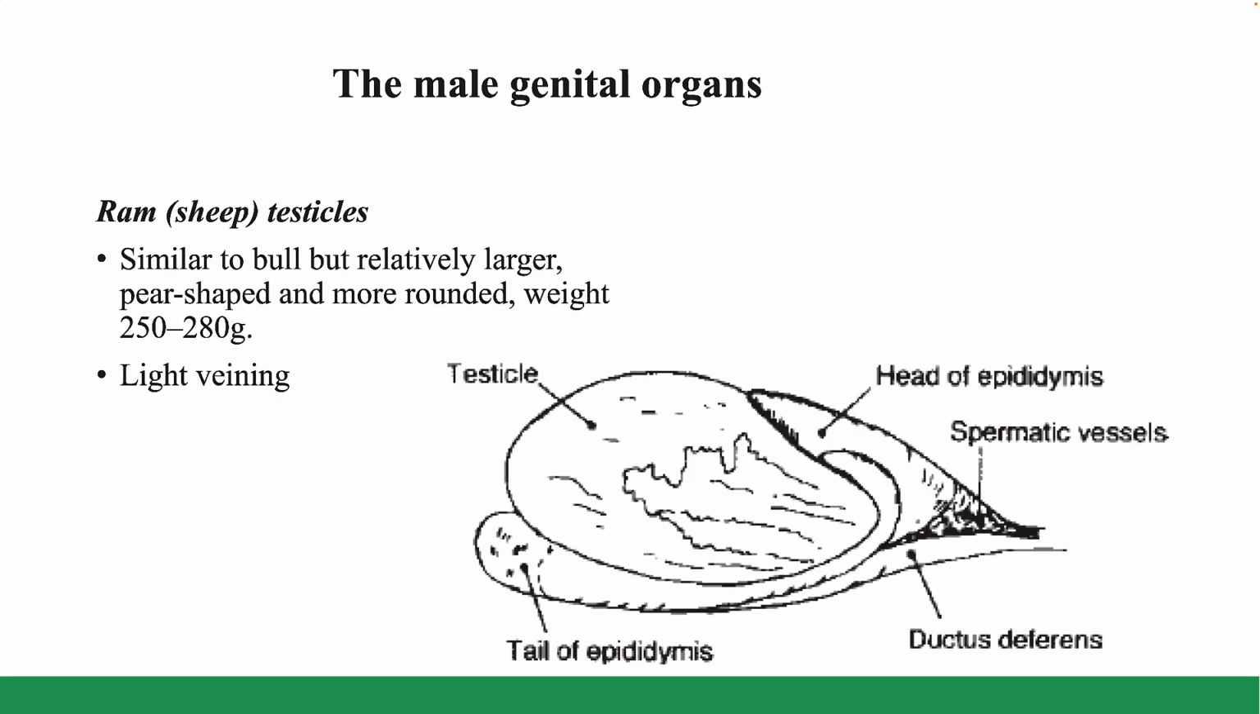And then we have a ram or a male sheep, which has a testicle similar to a bull, but here it is larger, pear-shaped, and more round. And another important thing, the veining we saw in a bull doesn't exist here, so it is less veined.